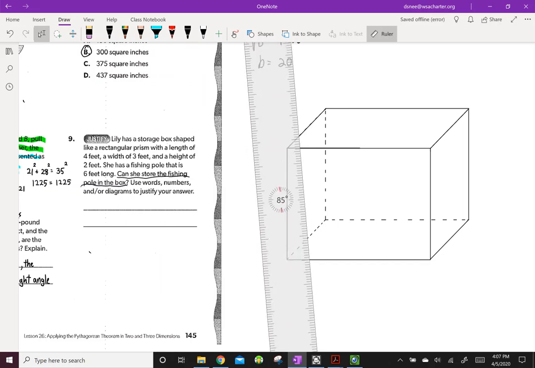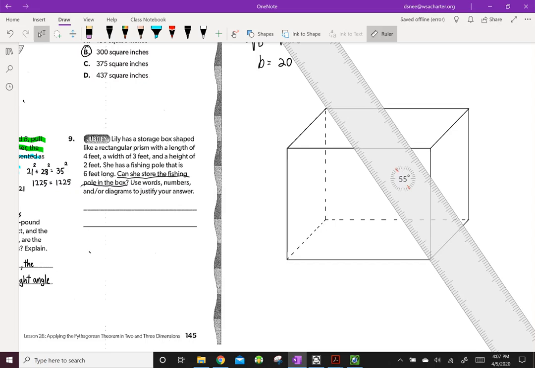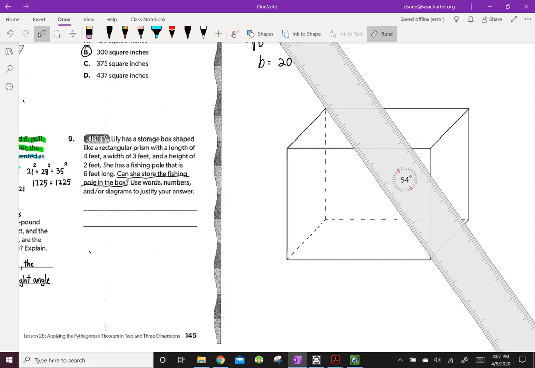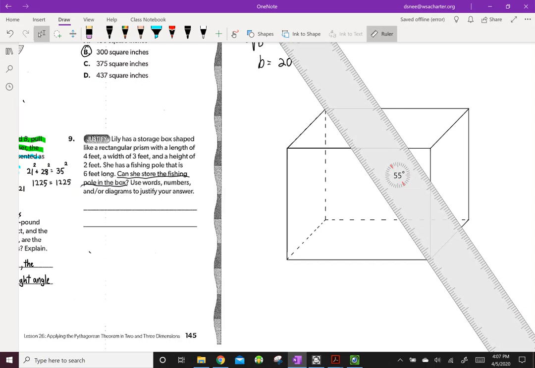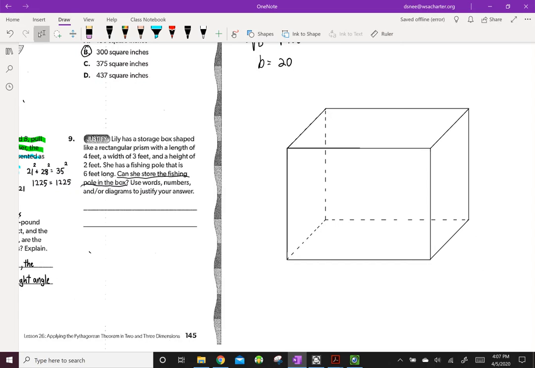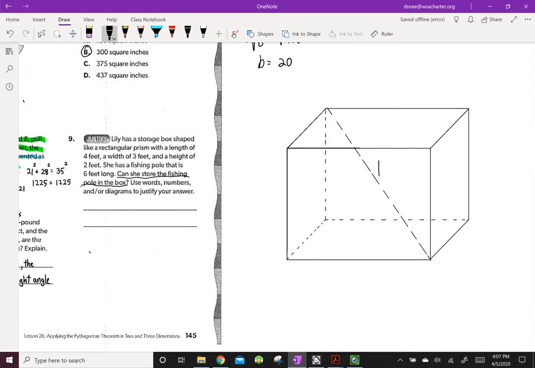So I've already drawn a three-dimensional box here. This is going to represent the fishing pole. Okay, the fishing pole can go across here, just like this, that diagonal right there. Now, we could use the Pythagorean theorem. That's the fishing pole, okay? We could use the Pythagorean theorem twice, right?